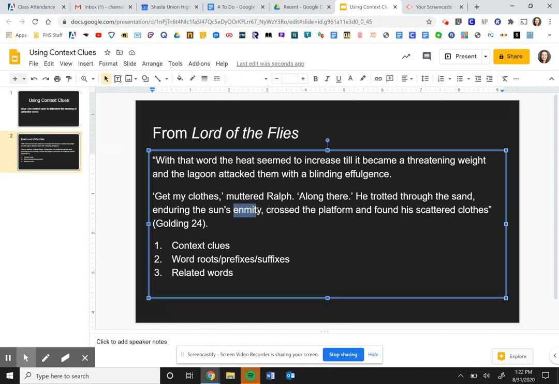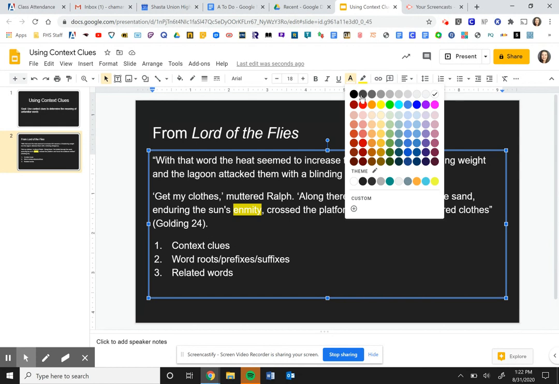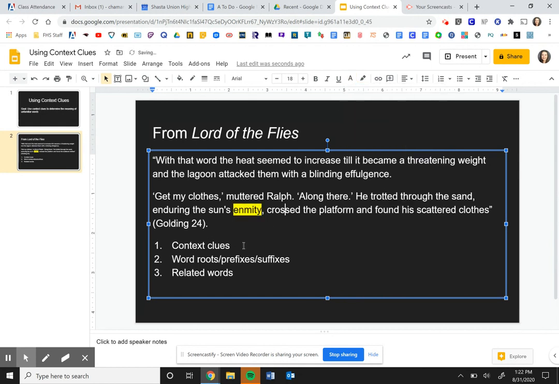Let's say that enmity is the word that we're looking at, and this is unfamiliar. I'm going to use the annotation tool of highlighting to note that for me. And then I can use different tools to make a decent prediction about what the word means. The first tool I can use is context clues. So I'm going to look around the word to see what clues me into what enmity might mean.